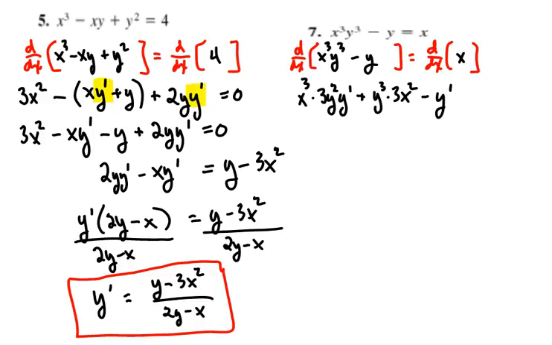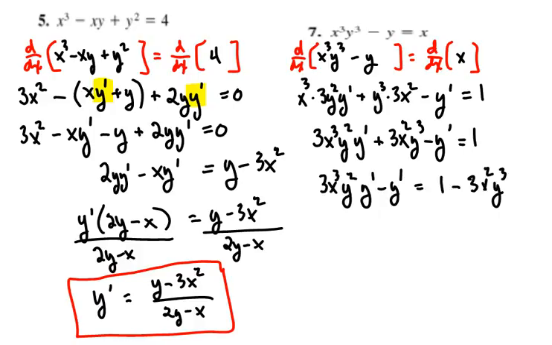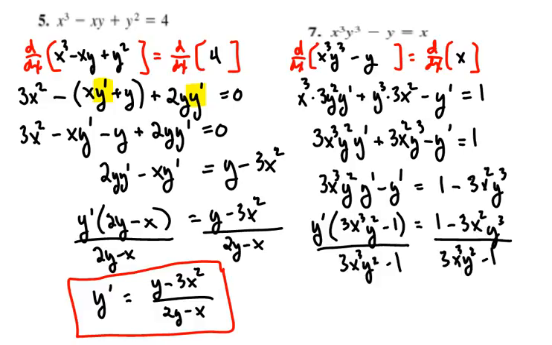Okay, and in the next line I just organize that a little bit. I have two y primes, so I need to get them together and move everything else over. And so I have 3x cubed y squared y prime minus y prime is equal to 1 minus 3x squared y cubed. Next I factor out the y prime. I divide both sides by 3x cubed y squared minus 1. And my final answer is y prime is equal to 1 minus 3x squared y cubed over 3x cubed y squared minus 1.